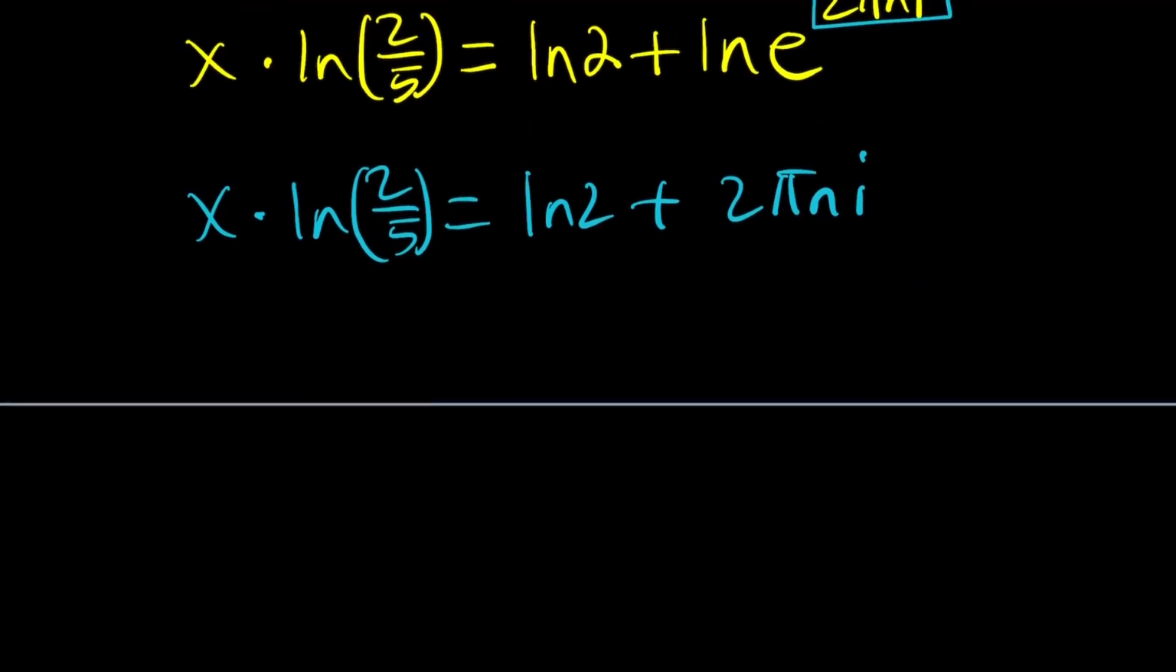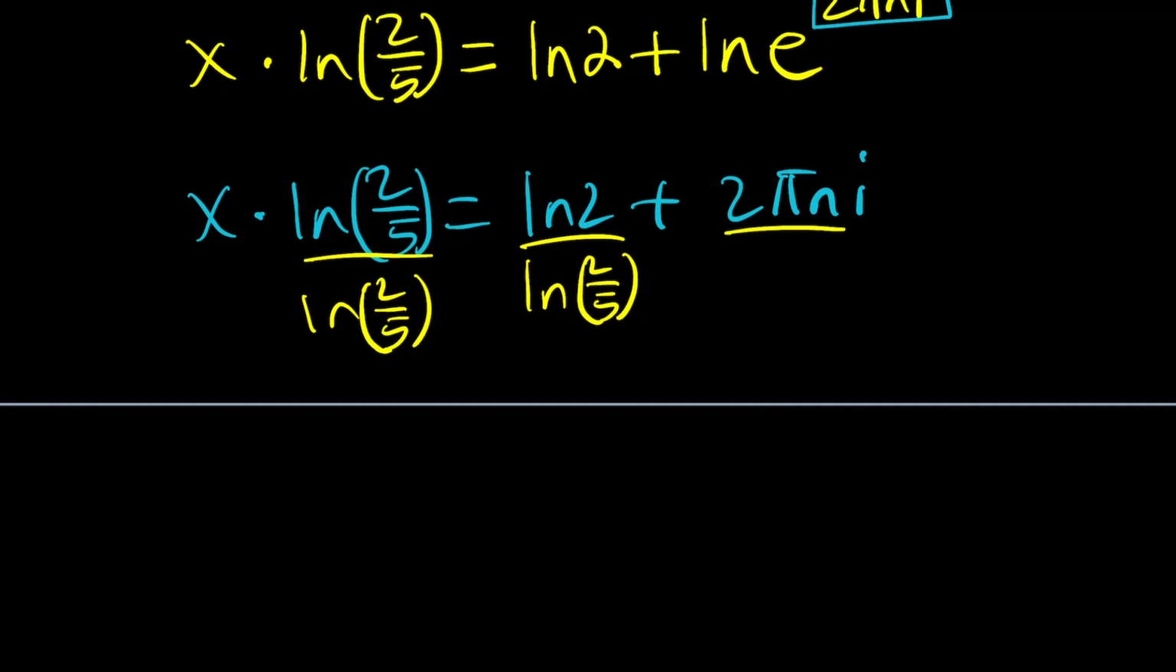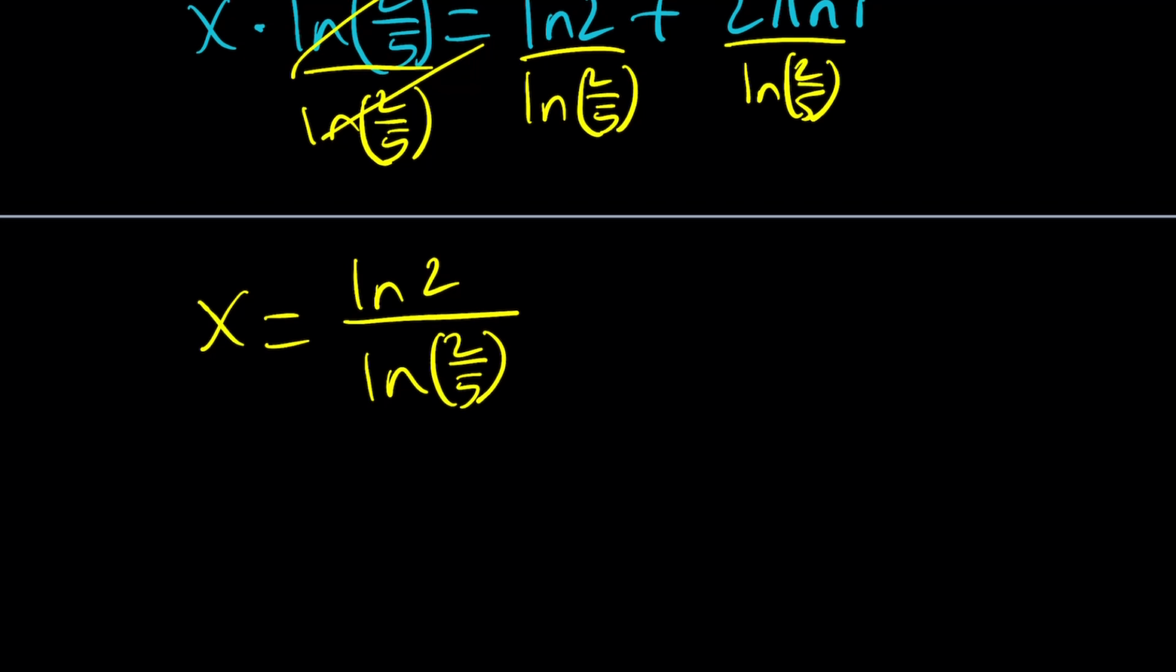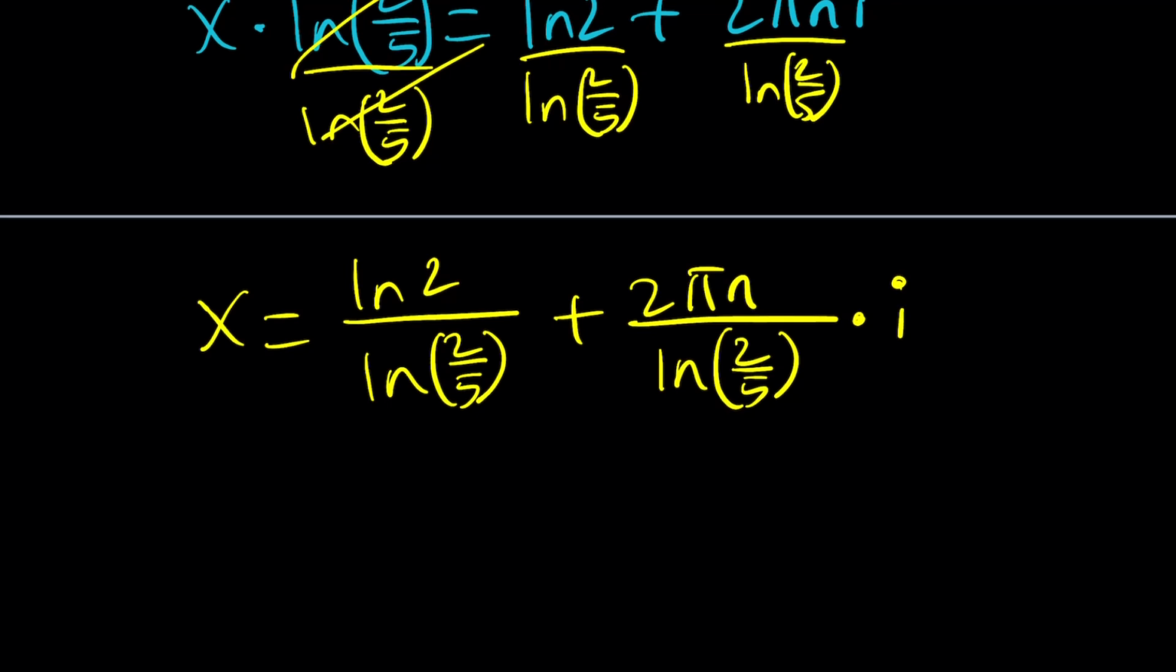You can now go ahead and divide everything by ln 2/5, and that's going to give you the answer. Let's go ahead and do it. And now we're going to write a clean version. They're going to cancel out. x is going to be ln 2 over ln 2/5, which you can write as ln 2 minus ln 5, by the way, plus 2 pi n over ln 2/5. All of that is multiplied by i.